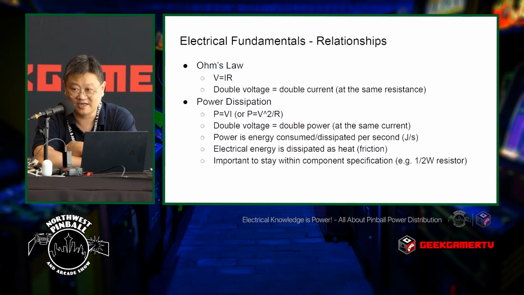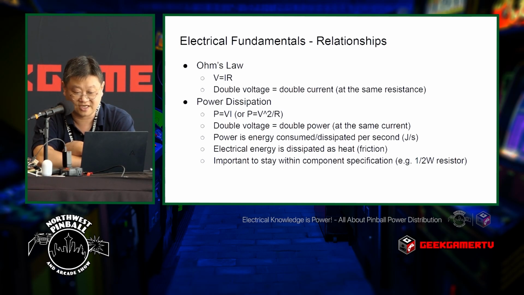Another relationship as part of this, which is often overlooked, and I've done this in the past, is power dissipation. How fast does that energy, when it flows in the form of electricity, actually generate heat? How quickly does it dissipate it? The relationship is that power is voltage times current. And if you substitute current with voltage and resistance, you also get power is voltage squared divided by resistance.